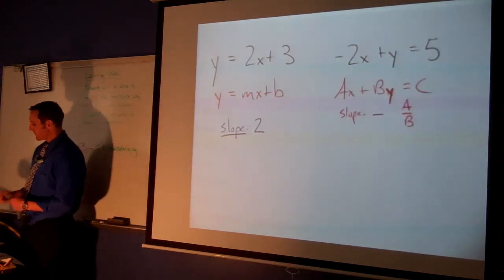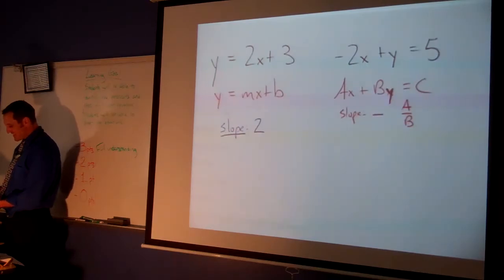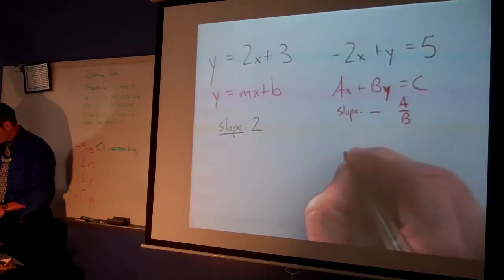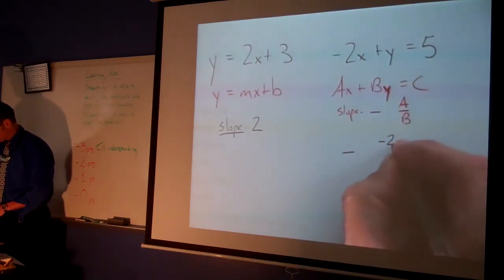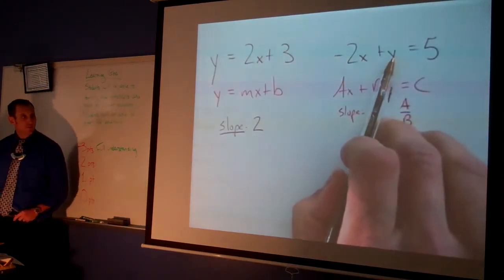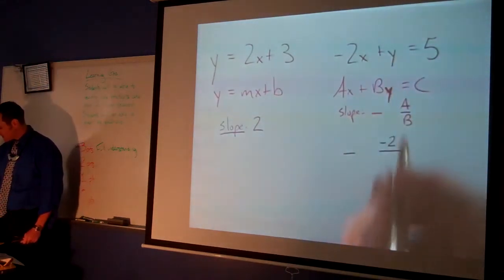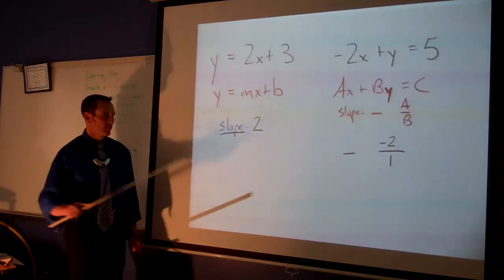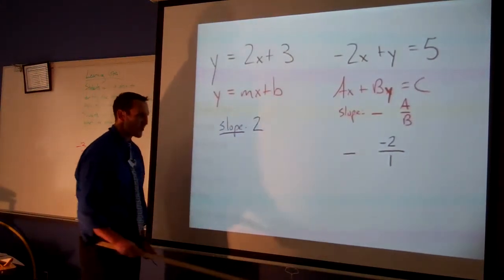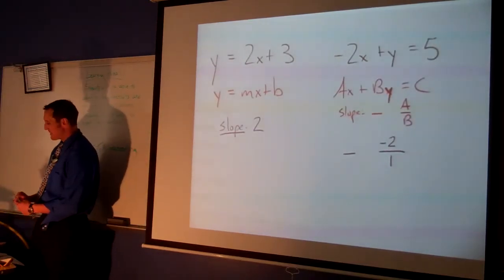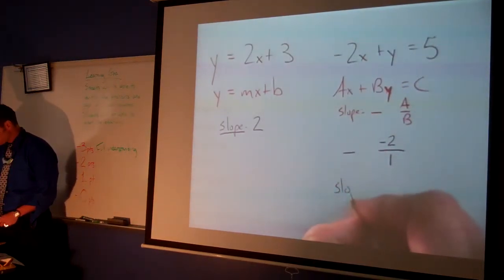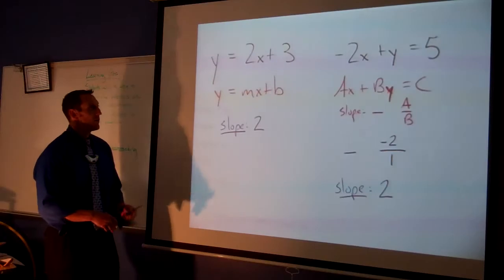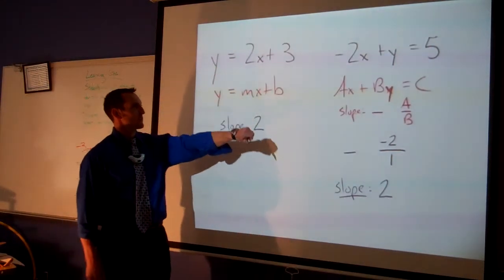So what we have to do is look for the coefficients. In this example, the coefficient of x is -2. So for slope, we have the opposite of -2 over the coefficient for y. What's the number in front of the y? A 1. So the slope of this line is the opposite of -2 over 1, which when we simplify becomes positive 2.